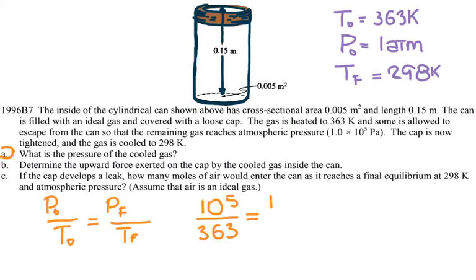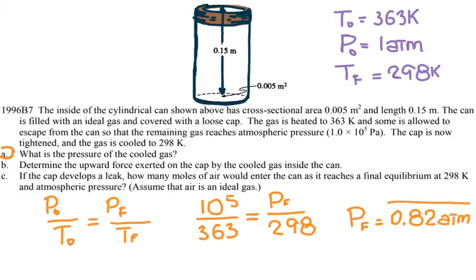If there's delta T, you can do subtraction in Celsius without converting to Kelvin. But if there is only T, you have to convert it into Kelvin. Then I'm looking for the final pressure, and the new temperature is 298. If I plug in my numbers, I will find that the final pressure is equal to 0.82 atmospheric. So here is the new pressure.